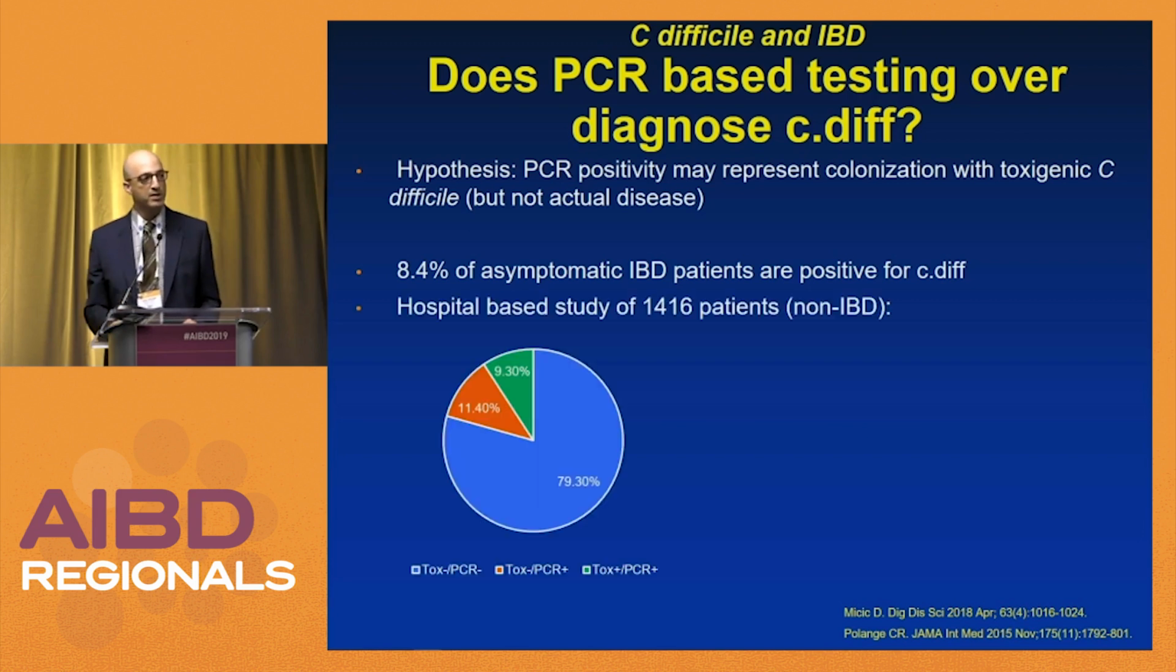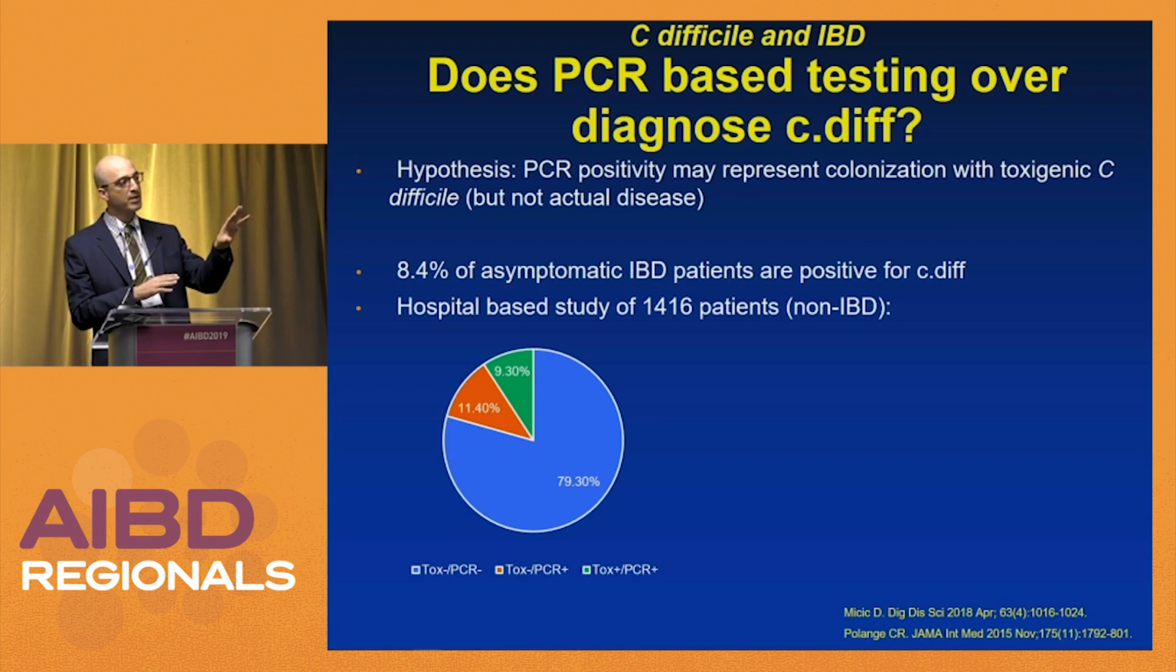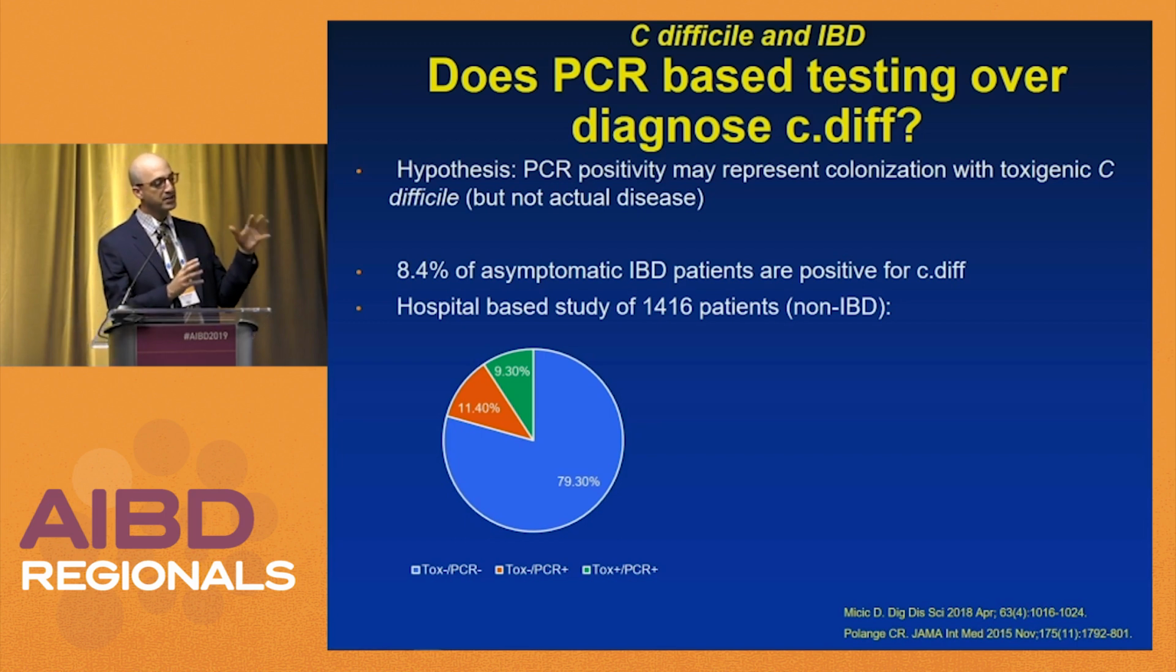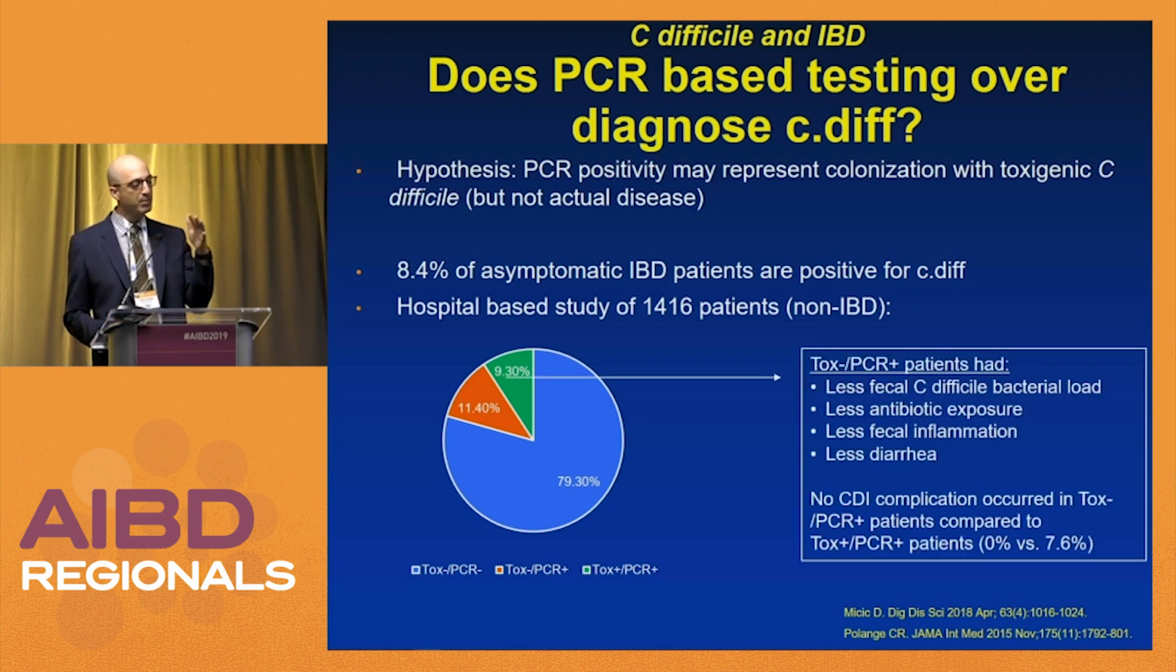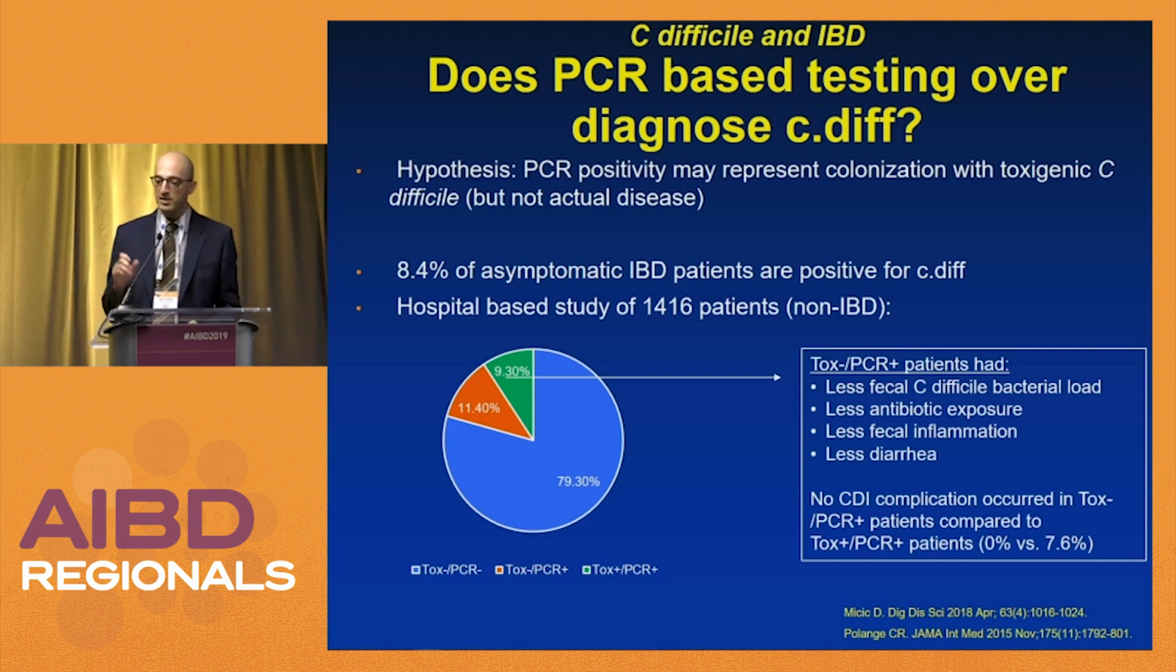There was this really nice study that was done out of UC Davis that was published a couple years ago. They took hospitalized patients, not IBD patients by the way, hospitalized patients with diarrhea. It was a huge cohort, about 1,400 patients, and they ran both a toxin enzyme immunoassay as well as a real-time PCR-based test. They did not release the real-time PCR-based test to the clinician, so treatment was only based on the toxin-based test. What you can see here in this pie graph is that you nearly double the amount of positive tests when you include the real-time PCR results. And in this population, the patients who were PCR positive, toxin negative, had less bacterial C. diff load, less antibiotic exposure, less fecal inflammation, and less diarrhea overall.